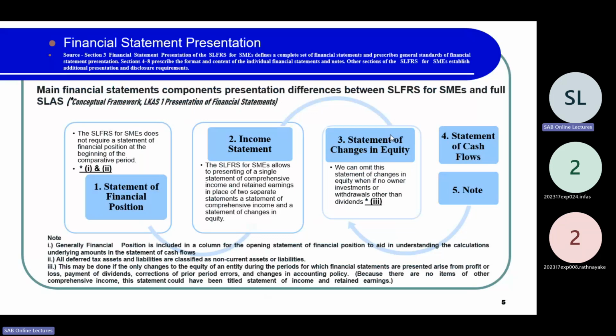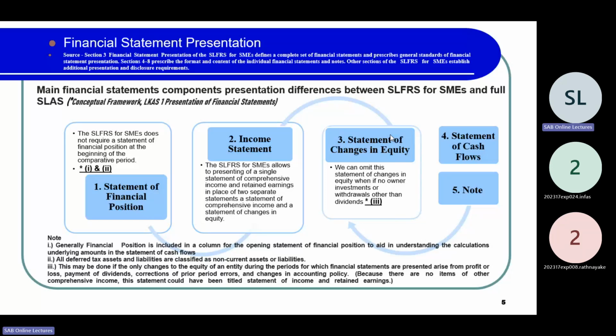The SLFRS for SME does not require a statement of financial position at the beginning of the earliest comparative period. Then, the income statement. SMEs are allowed to prepare a single statement of comprehensive income, and results in phase 2 are a separate statement, a statement of comprehensive income and a statement of changes. In SMEs, we can omit the statement of changes in equity if there is no change other than dividends.